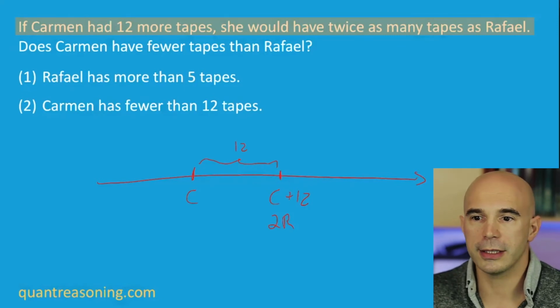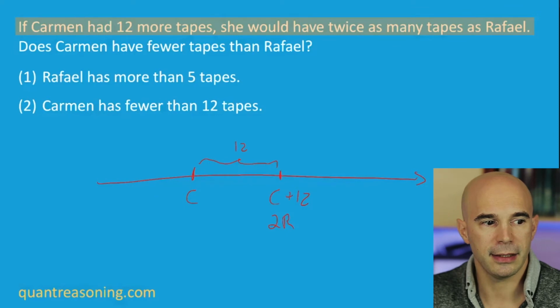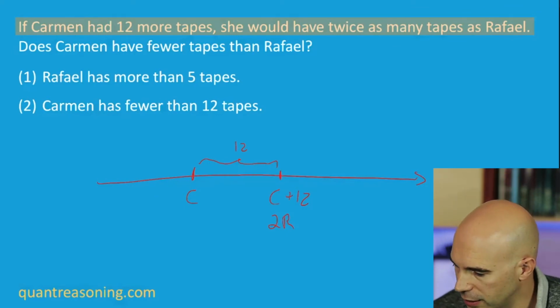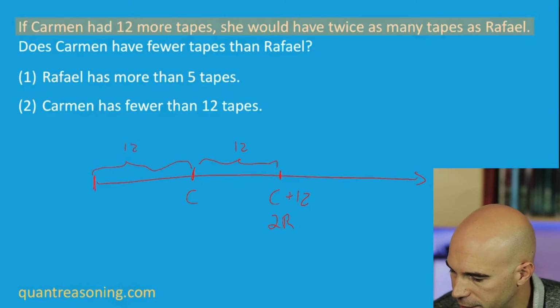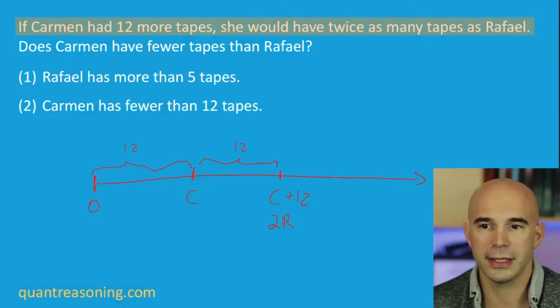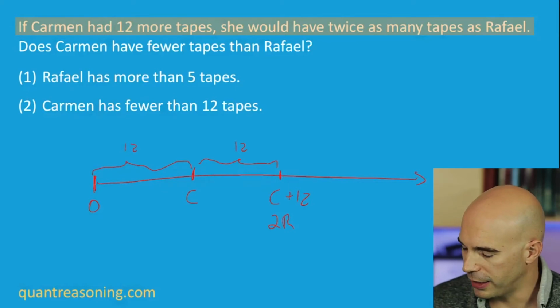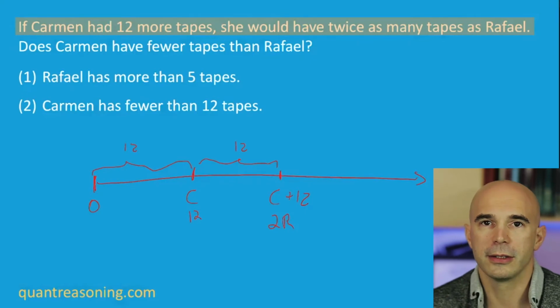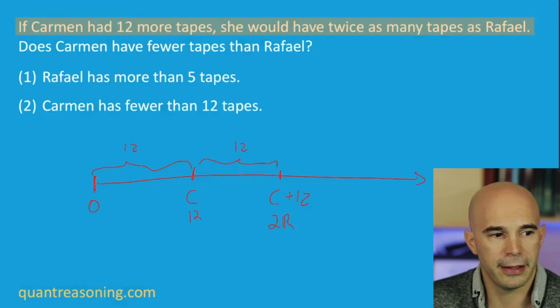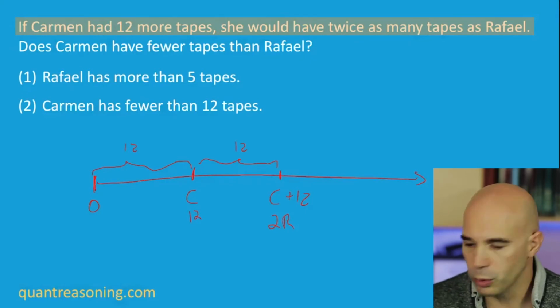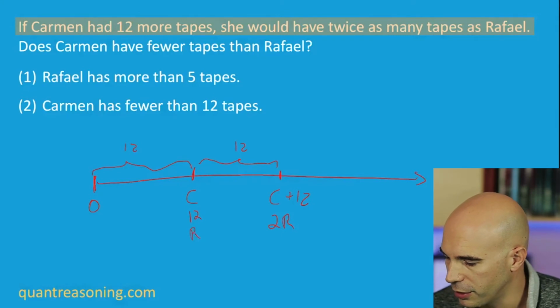So if R is at exactly C, what does that mean? It means that we have exactly that same distance of 12 here, right? Now C is at the midpoint between 0 and 2R. And if that is the case, then what is C? C is 12. So now we know that if C equals 12, R would be there as well.